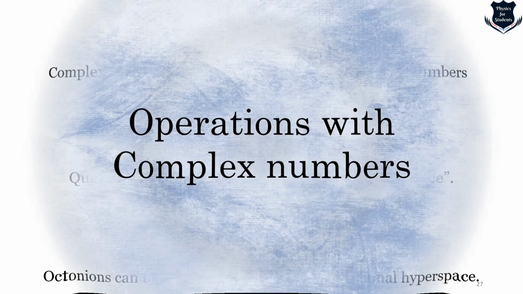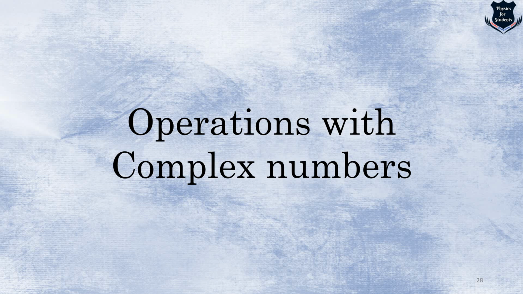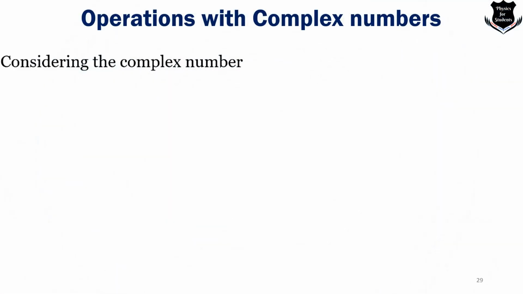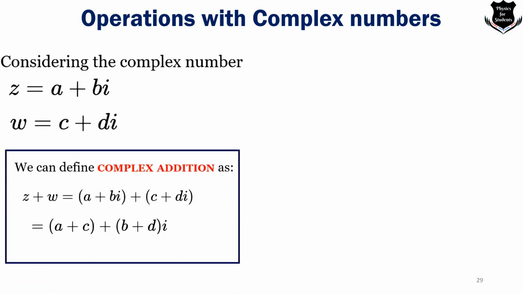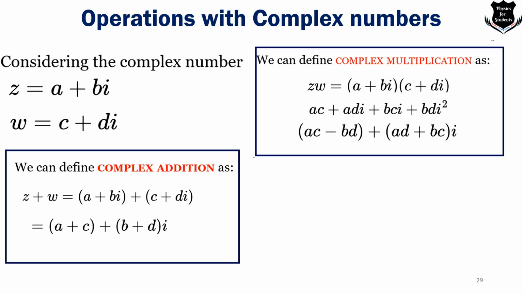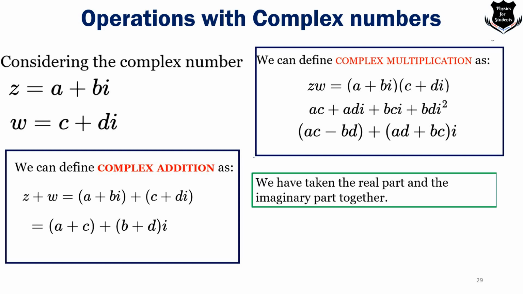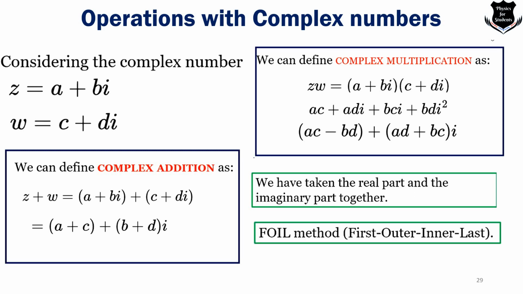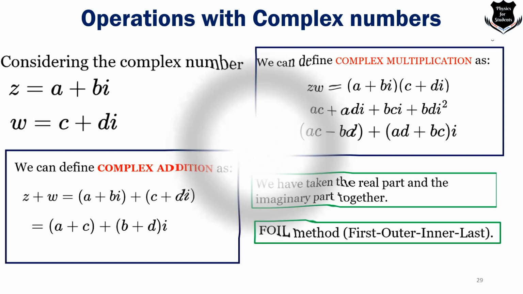Okay, so finally we will wrap up with some simple operations with complex numbers. These are pretty simple, and I think you have already done them in your fresher course. If we consider z equals a plus bi, we can define complex addition as this. The laws, commutativity and associativity, we will talk about in a later part of the video. And if we define complex multiplication as this, then it is (ac minus bd) plus (ad plus bc)i. So what we have done is take the real part and imaginary part together, using the first, outer, inner, last kind of method.